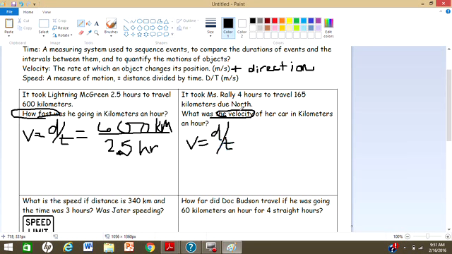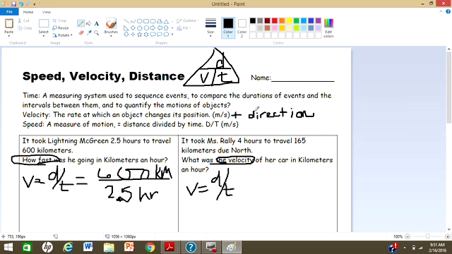Except that now they really are asking for velocity, so that means we need a direction in our answer. Remember that velocity is the rate at which an object changes its position plus its direction. So if we go up here and look, we actually see a direction. It's right here, north. Okay, so we're going to write our equal sign. Our distance is, let's see, it took her 4 hours to travel 165 kilometers. So it's 165 kilometers. And our time is 4 hours. So you write 4 hours.